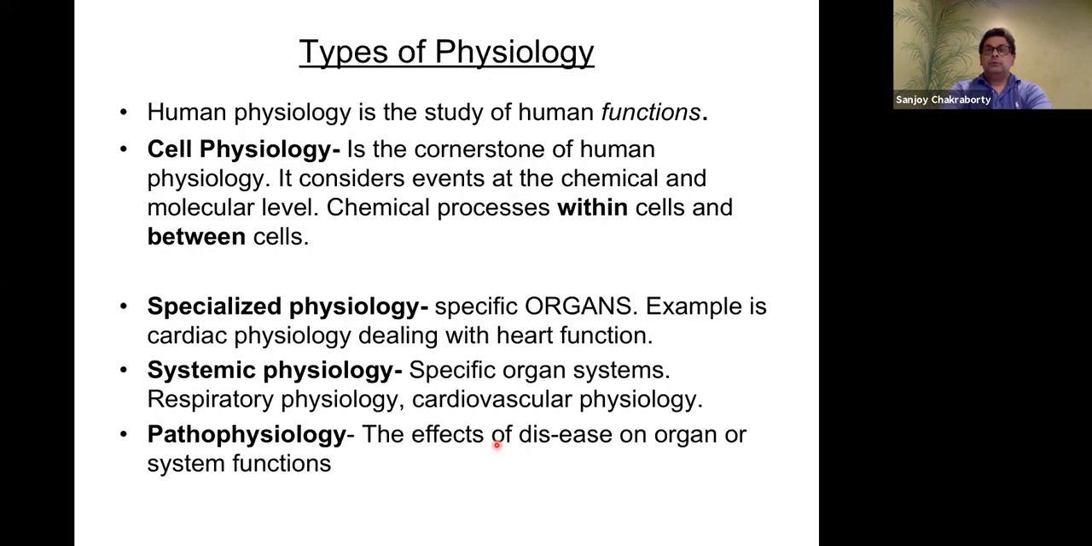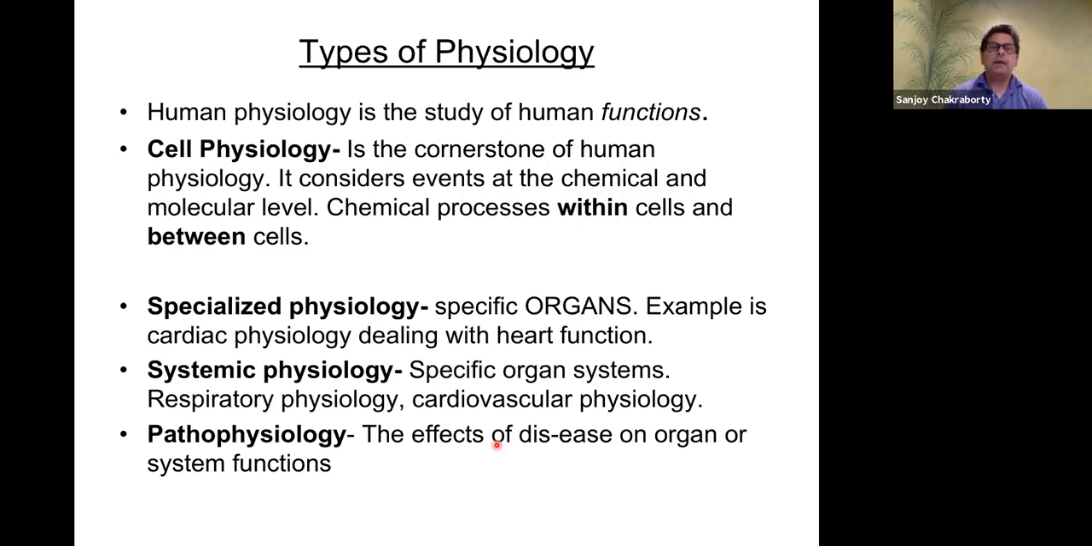Physiology. So physiology is the study of function. When you study function, obviously you can study the function of the cell, so we can call that cell physiology. Now we can study, for example, the function of an organ. We can call it organismic physiology or specialized physiology. So we are looking at the function of the heart, or we can study the entire respiratory system physiology, or entire excretory urinary system physiology, or entire cardiovascular physiology. We can call them systemic physiology.